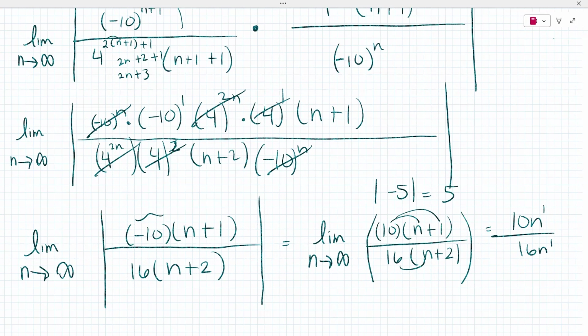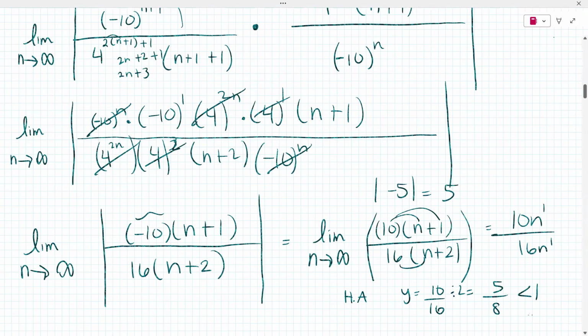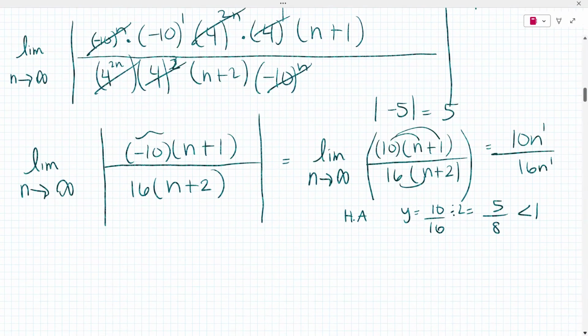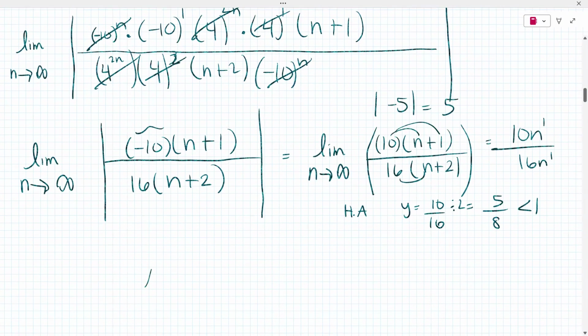So the limit, or the horizontal asymptote, which is the same thing as the limit as n approaches infinity, would be y equals, because the degrees are the same, you use the coefficients, so 10/16, which can be reduced by 2. 10 divided by 2 is 5, 16 divided by 2 is 8, so 5/8, which is less than 1. They say that if it's less than 1, it absolutely converges. So our answer is that it absolutely converges.